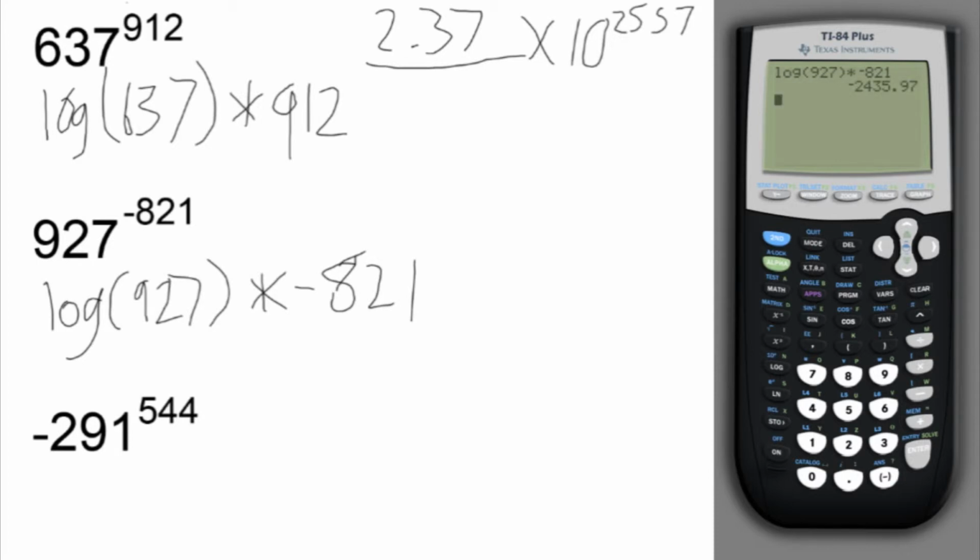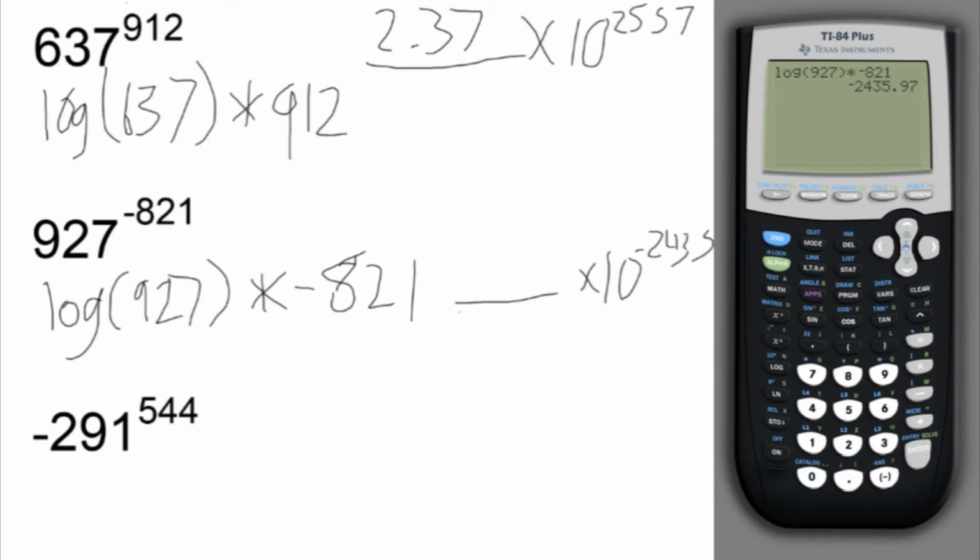And when we click enter, we have a negative answer. So again, we're going to put it here. And the final answer is going to be blank times 10 to the power of something. And the 10 to the power of something is going to be the whole number part of it. So negative 2,435. Now for the next step, we again have to get this to a number between 0 and 1.